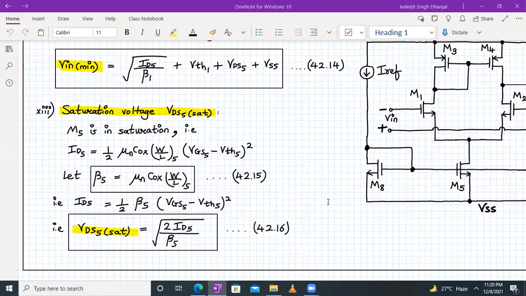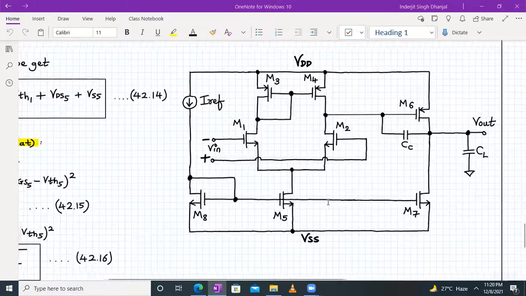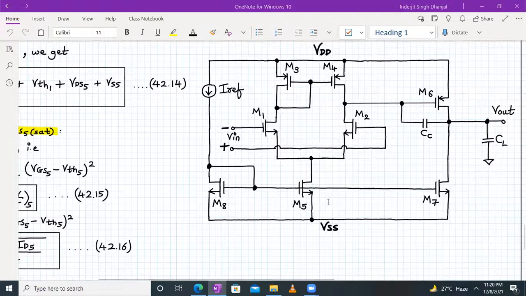Okay, so I guess we will stop now. This completes the design equations for a two-stage OTA. Next time, we will briefly see the design procedure for designing a two-stage OTA or op-amp.